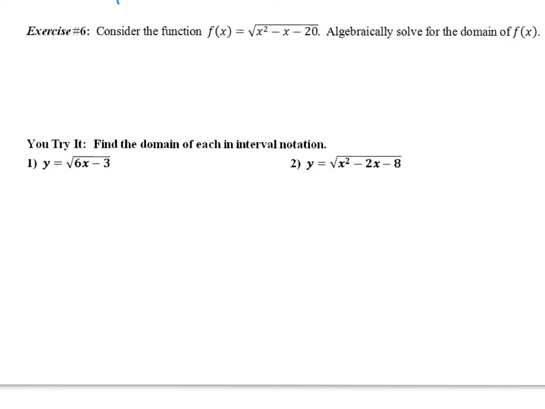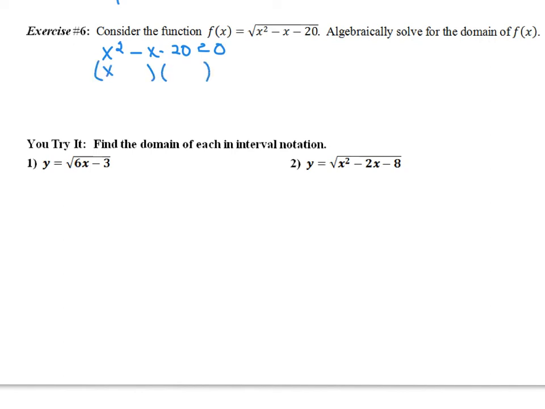Let's try exercise number 6 together, where we again want to take a look at this square root function. F of x this time is equal to the square root of x squared minus x minus 20. We want to algebraically solve for the domain. So for this domain, we are going to make the radicand x squared minus x minus 20 greater than or equal to 0. I'm going to jump right away to my factoring step.